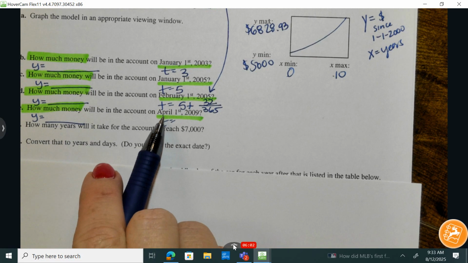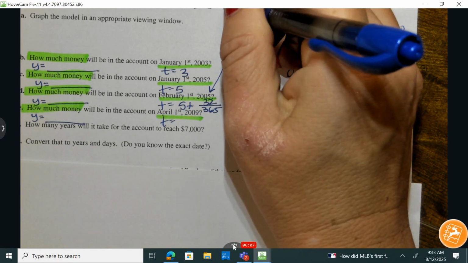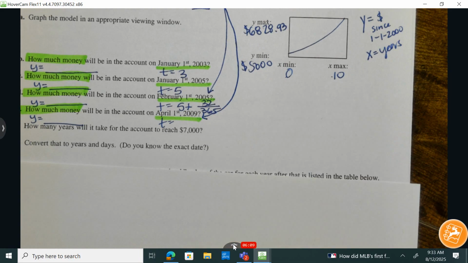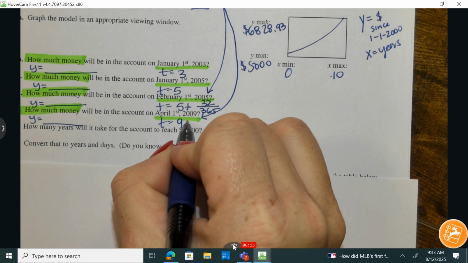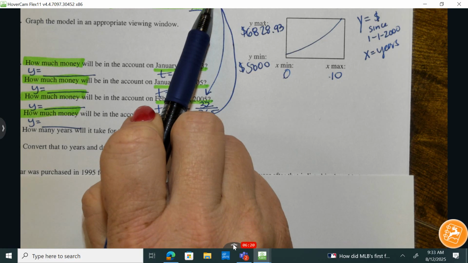Okay, next up, we're going to find April 1st, 2009. So please draw an arrow down to 2009. Exactly how many years have passed? 9 full years. But then there's this leftover part, and you're like, Ms. Bradley, how do I know there's this leftover part? Because it's not January 1st. It's not cut and dry.